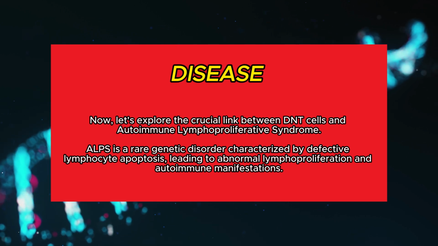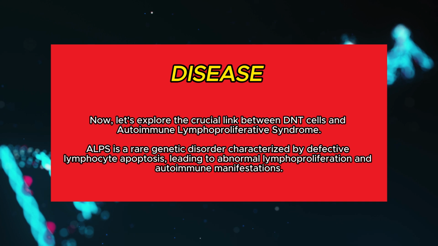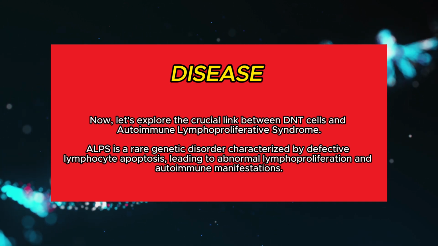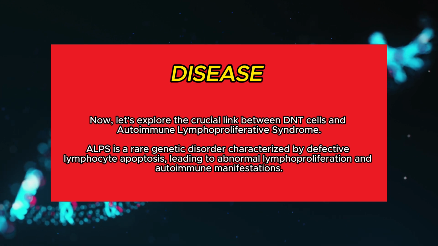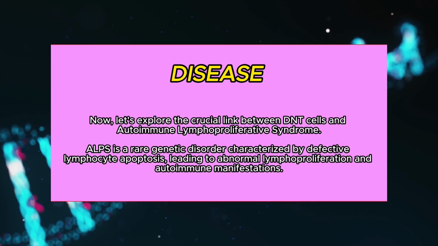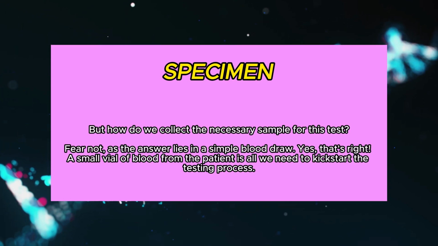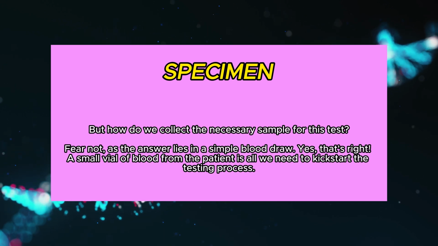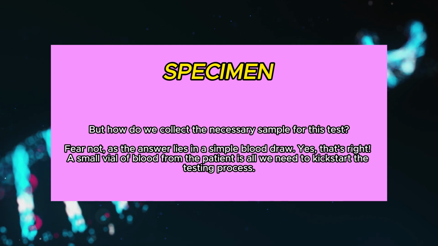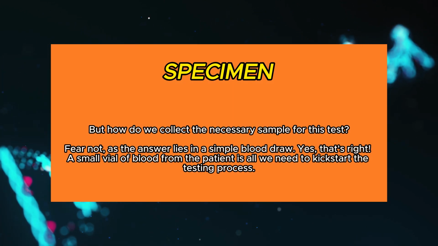Disease association. Now, let's explore the crucial link between DNT cells and autoimmune lymphoproliferative syndrome. ALPS is a rare genetic disorder characterized by defective lymphocyte apoptosis, leading to abnormal lymphoproliferation and autoimmune manifestations. Specimen used. But how do we collect the necessary sample for this test? Fear not, as the answer lies in a simple blood draw. Yes, that's right. A small vial of blood from the patient is all we need to kickstart the testing process.